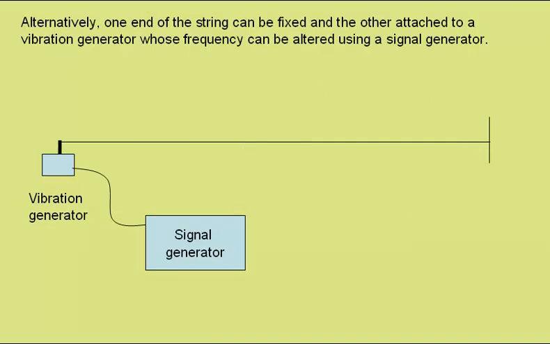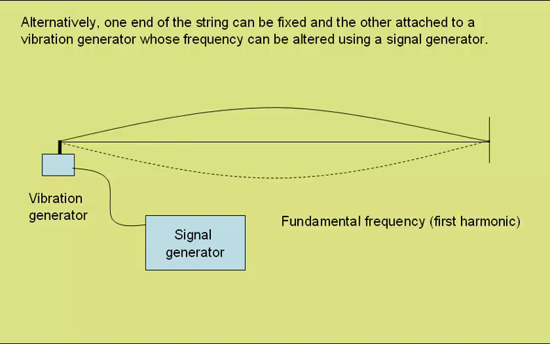Alternatively, one end of the string can be fixed and the other attached to a vibration generator, whose frequency can be altered using a signal generator. As we increase the frequency, initially we'd find the fundamental frequency, with the string showing a shape like this. This is also the first harmonic.